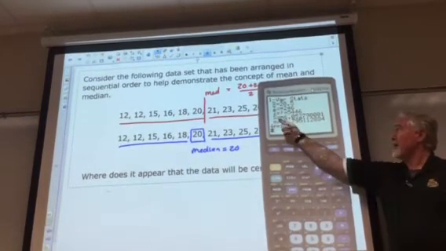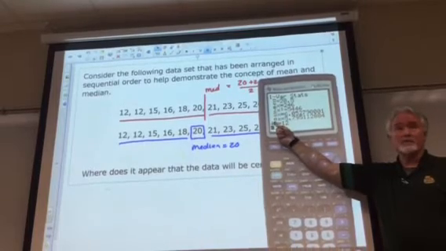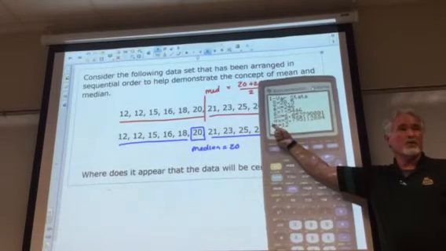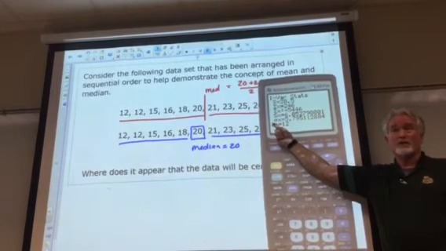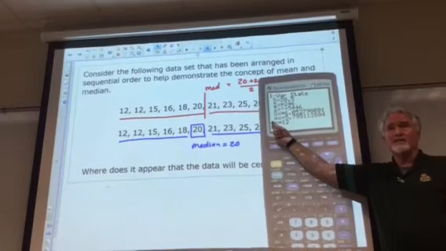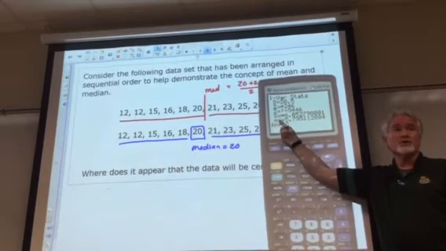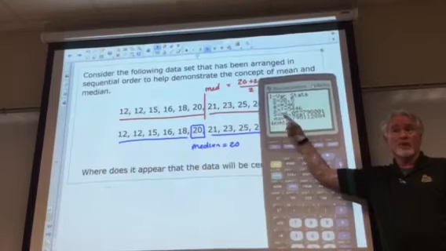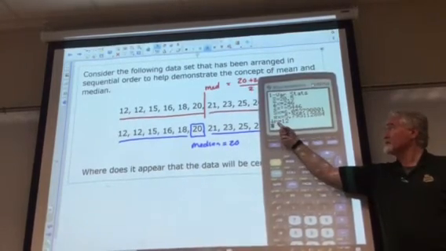The next two things, S of x and sigma, which looks like a little squiggly O, not a great O in there. That's the lowercase Greek letter sigma. These two are values of measure of dispersion. We'll talk about those on Wednesday. We're not ready to talk about those today. And then it gives us n.